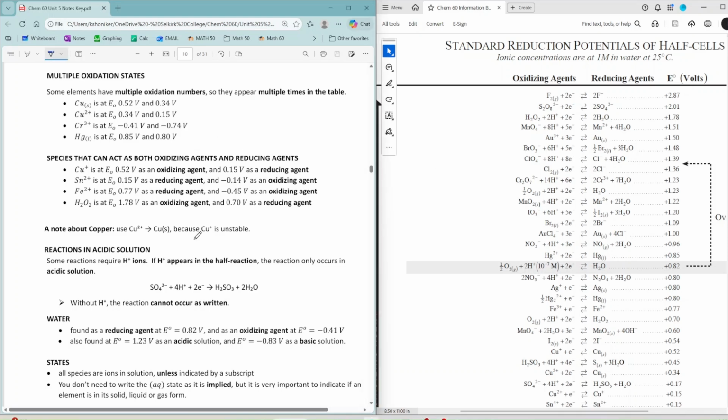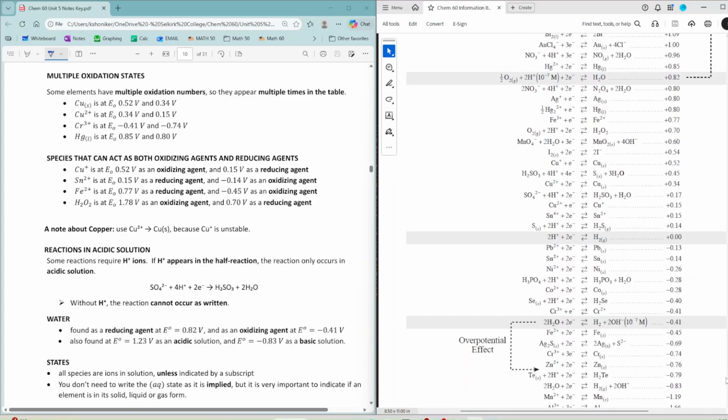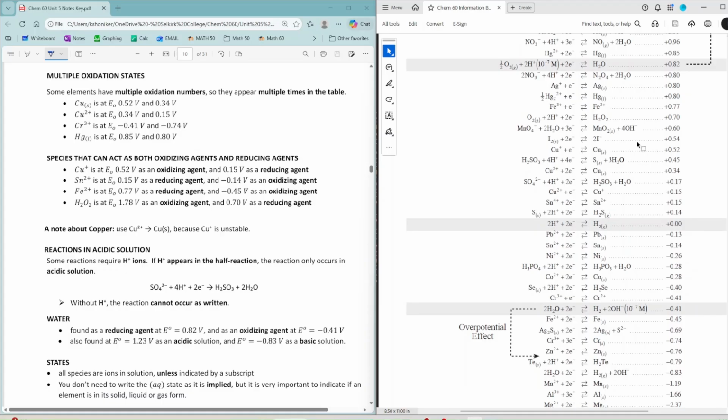That is, some elements have multiple oxidation numbers and they appear multiple times on the table, and some species can act as both oxidizing agents and reducing agents. So the first one we'll talk about, we don't have to talk about all of these, is copper, because copper is going to come up a lot. When you look at copper, it is at 0.52 and it's also at 0.34.